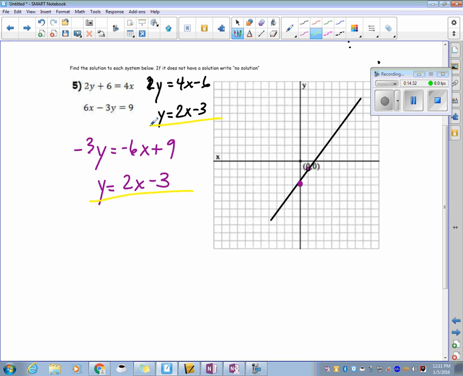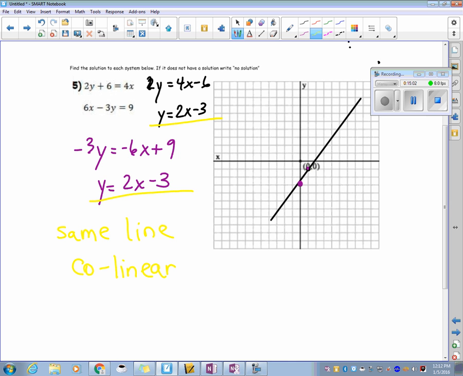Okay, and here's the third possibility. Remember I told you there were 3 possibilities? 1, there's one intersection. 2, there's no intersection. And 3, there are so many intersections you couldn't possibly list them all. Isn't this the same line? If they are the same line, they are collinear.